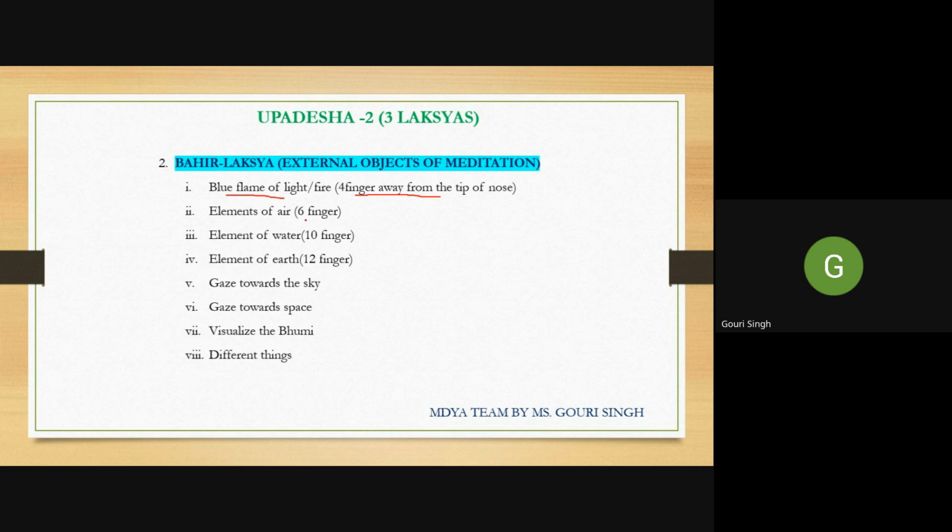Second, the element of air. You can concentrate on the air element and do your meditation 6 fingers away from the tip of your nose. Third is the element of water. You can meditate on any water element, 10 fingers away from the tip of the nose. Then the fourth is the element of earth, whose distance is 12 fingers away from the tip of the nose. That is the measurement given.